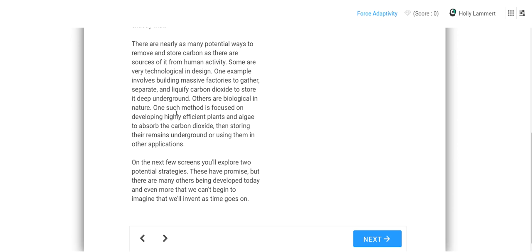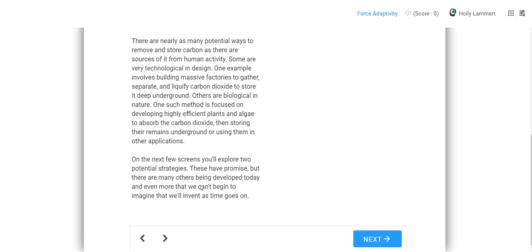Some are very technical in design. One example involves building massive factories to gather, separate and liquefy carbon dioxide to store it deep underground. Others are biological in nature. One such method is focused on developing highly efficient plants and algae to absorb carbon dioxide, then storing their remains underground or using them in other applications. On the next few screens, you'll explore two potential strategies. These may have promise, but there may be others developed today that we can't even begin to imagine.